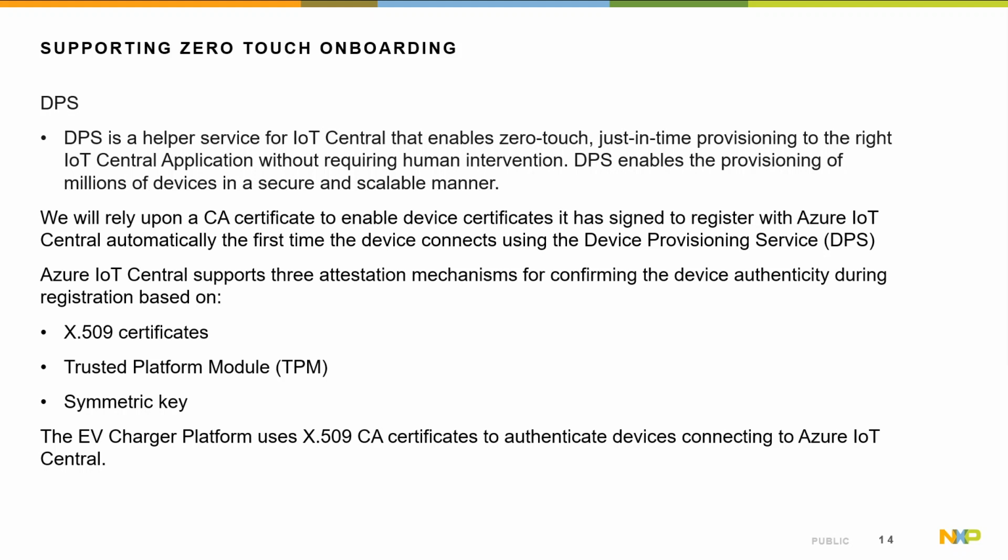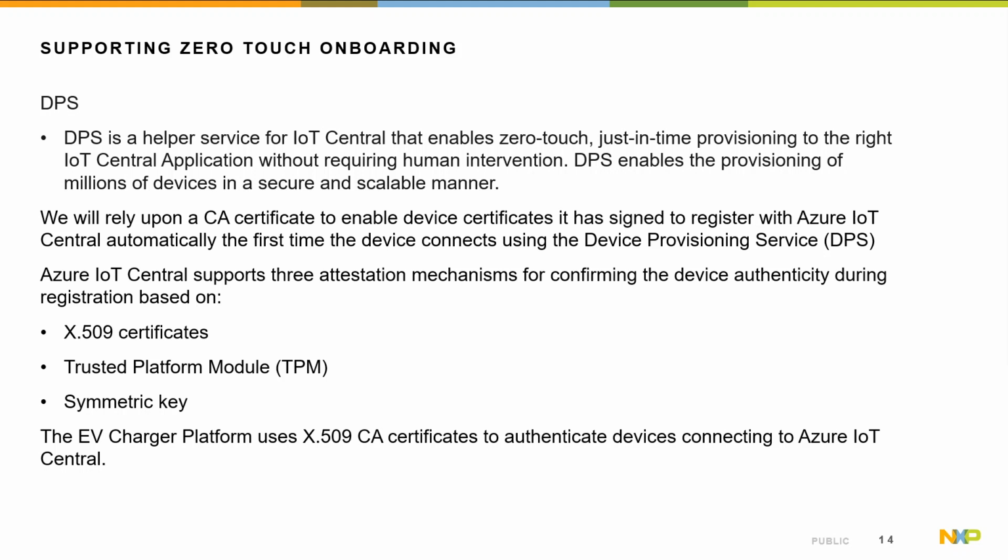So IoT Central does support 3 attestation mechanisms. I mentioned them earlier on, which we're going to use for confirming the device authenticity during that registration step. And that is the X509 certificate. That can be stored inside the SEO50 for best security, but also it can be coded into the software, and we'll show you that later on. We also can use a trusted platform module as well as a symmetric key.